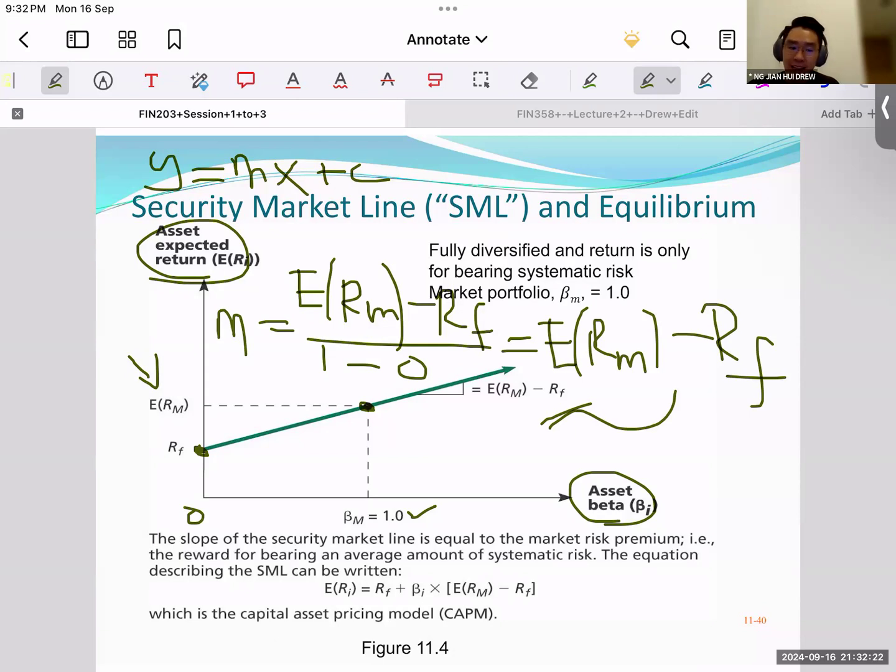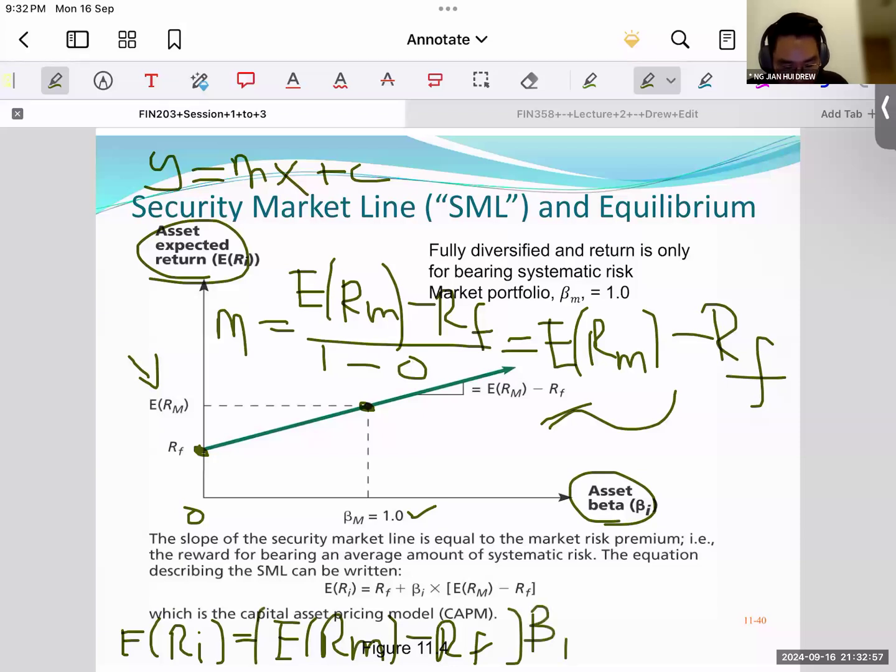Okay, now with the gradient of the line, can I actually write the equation of the line now? I have C as well, right? C is the y-intercept. So I can write the equation of the line. The equation of the line equals y, which is ERi equals the gradient, ERM minus RF, times x, so you multiply this whole thing by beta i, plus C. What's C? RF, right? So I'm just writing the equation of the line, which is actually given here. This thing is the equation of the line here, but I just want to show you that this formula is from the very simple y equals mx plus c.